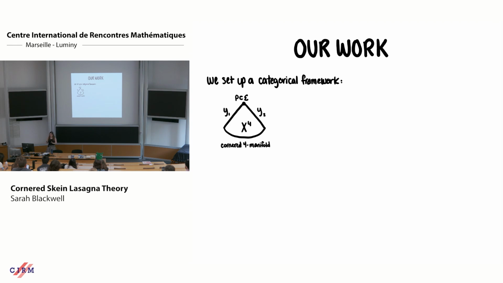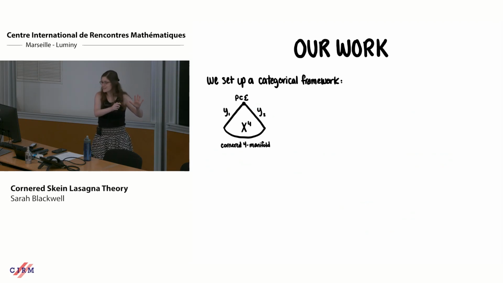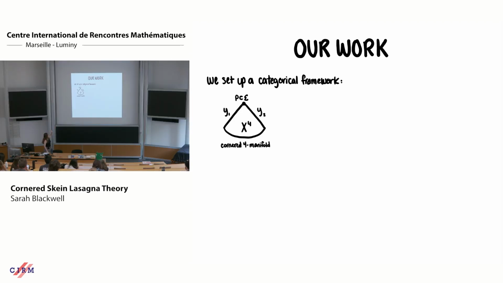So right, what we're doing is we're doing this part because we need it to do this, which is what we really care about. So given a cornered four-manifold, we're going to describe what we're going to call a cornered Skein Lasagna invariant. I want specifically a four-manifold that has boundary Y1 and Y2, where those have boundary sigma, and I have my point set in sigma. These Y1s and Y2s satisfy the structure that I had in the last slide.